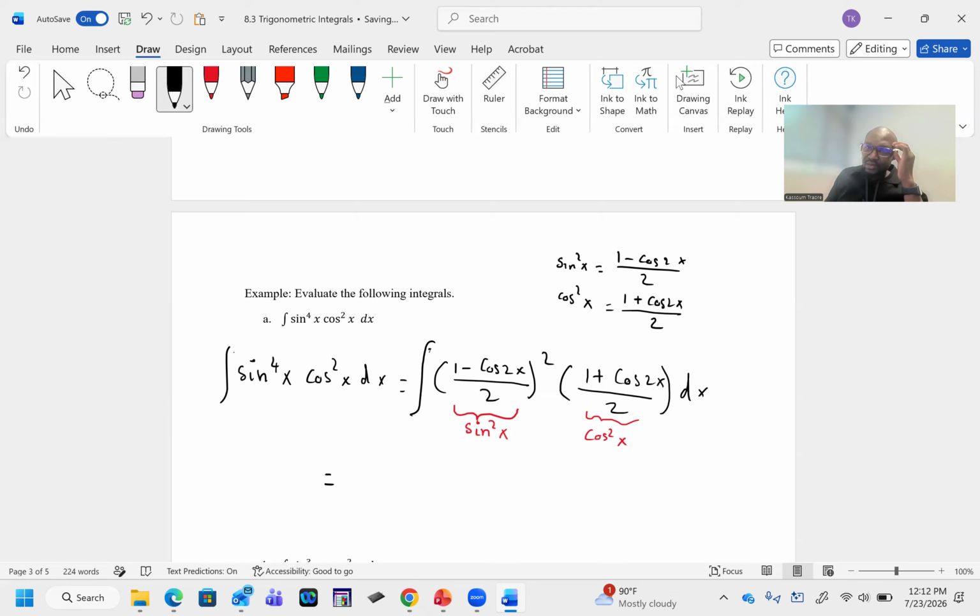We can do something right here. Oh, it's okay. I'm going to go step by step so you can see what is happening. You know, this is 2 squared, which is 4. 4 times 2 is 8. So I will have 1 over 8 outside the integral, and 1 minus cosine of 2x squared. We have done that before. That will be 1 minus 2 cosine of 2x plus cosine squared of 2x, right? And then times this 1 plus cosine of 2x dx.